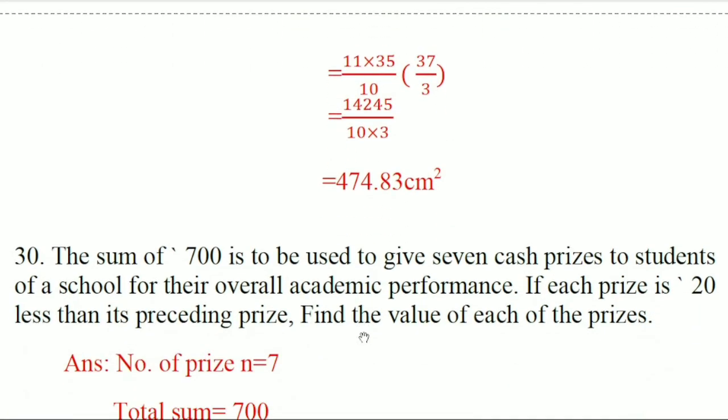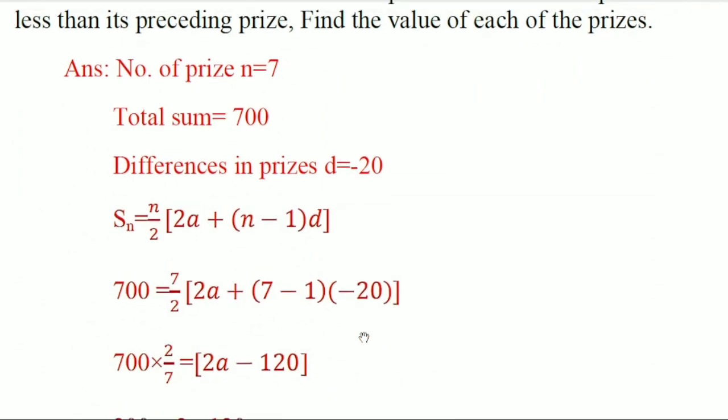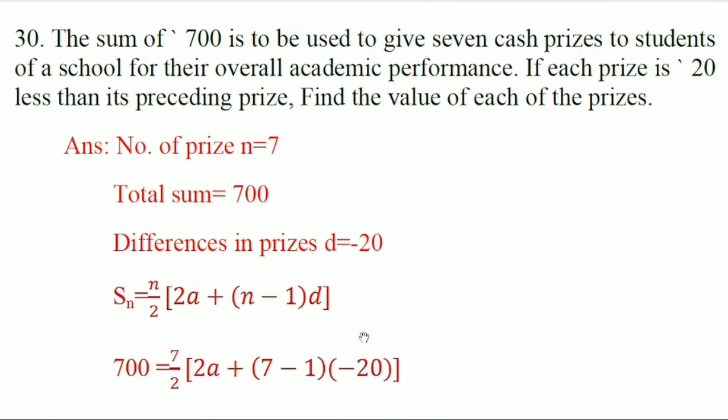30th question. The sum of 700 is to be used to give 7 cash prizes to students of a school for their overall academic performance. If each prize is 20 less than its preceding prize, find the value of each of the prizes.